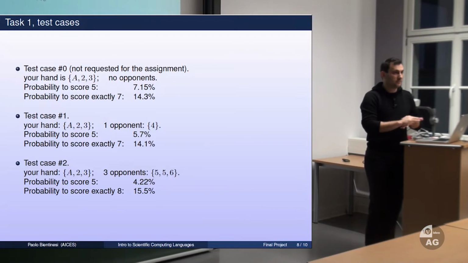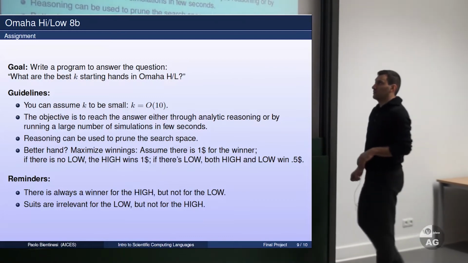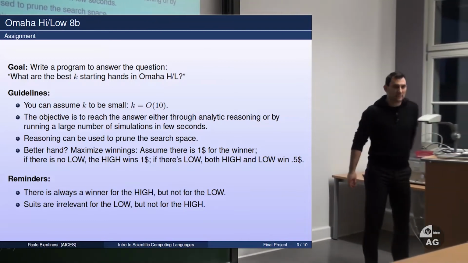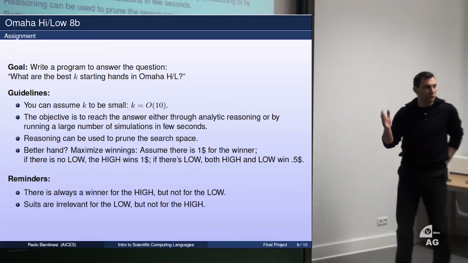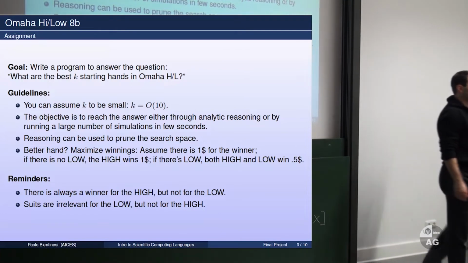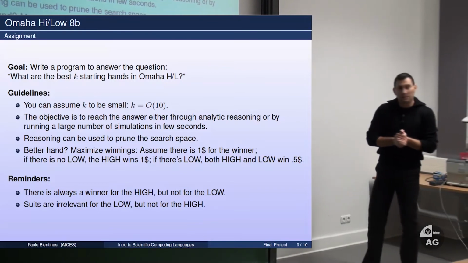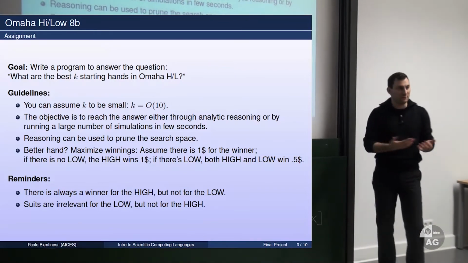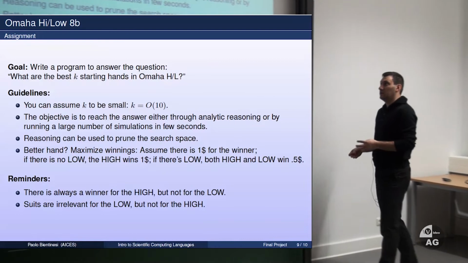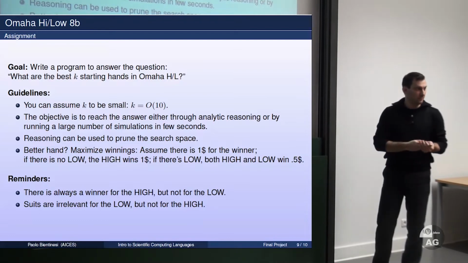Are you ready for the tough one? Omaha Hi-Lo. Write a program that answers the following. What are the best K, where K can be 2, 5, 20, the best K starting hands in Omaha Hi-Lo? So basically, what is the corresponding of 4 aces for Omaha Hi-Lo? Is 4 aces a good starting hand in Omaha Hi-Lo? Is maybe something else the best starting hand?